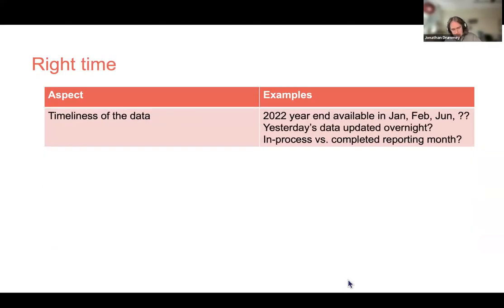Now, going on to right time, there's the timeliness of our data. And there's various ways we can think of that. So one way is if we have data that's being gathered annually, how long after the end of the year is that available? Is that January, February, or would we have to wait 6 months? When do we get yesterday's data available? What do we do with in-process data, versus maybe we have to wait for the reporting month to complete for that to be useful because everybody waits until the last day to get their data in.